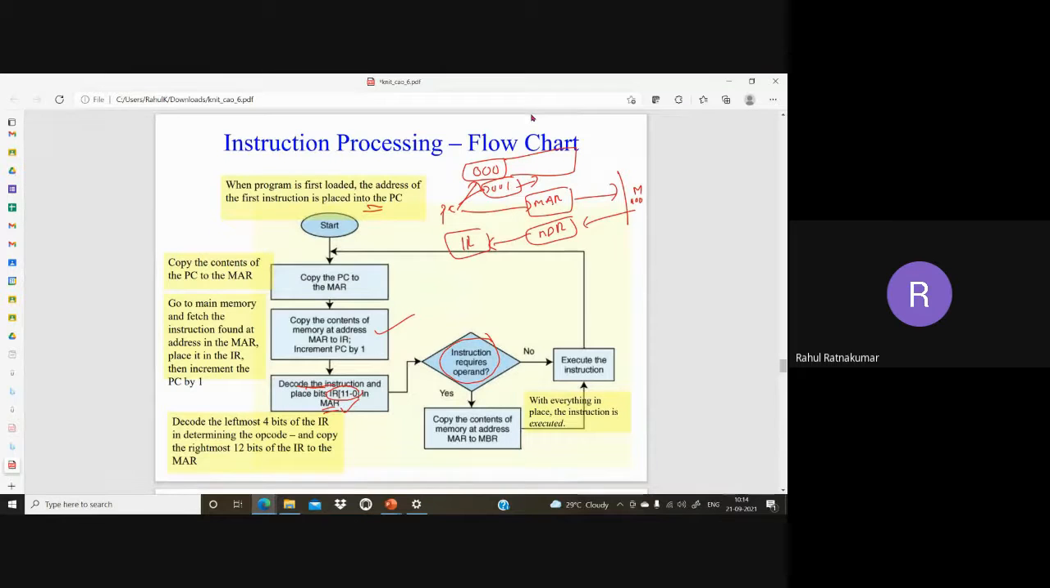For example, input, output, halt, right? And it can be a skip count instruction. So if it requests an operand, again MAR, and the data from the memory is coming to the MDR. So why is this happening? Because we already did what? We already sent the instruction's 11 to 0 bits to MAR.